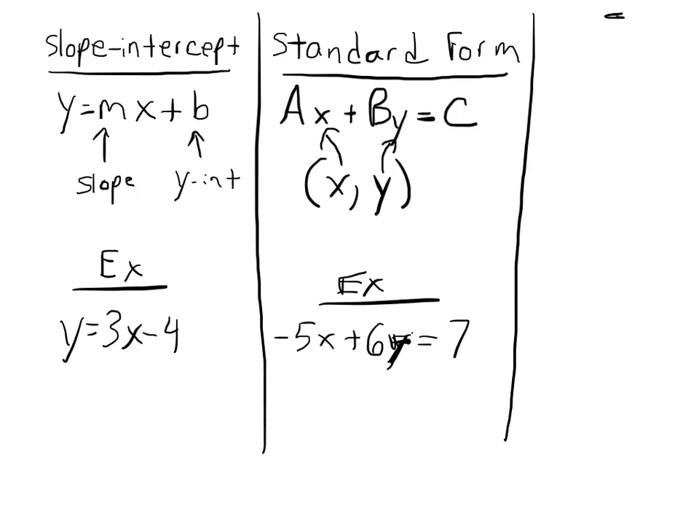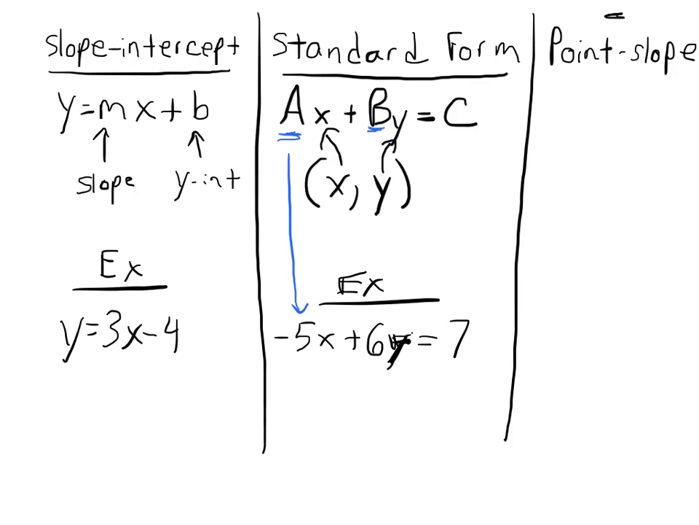So the a and the b up here, those are called what? What are the a and the b actually called? Numbers in front of variables are called coefficients. So the a and the b in this equation just represent the coefficients on the x and the y. That's it.